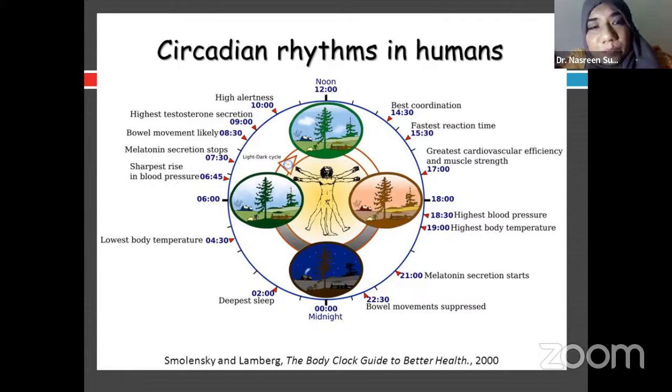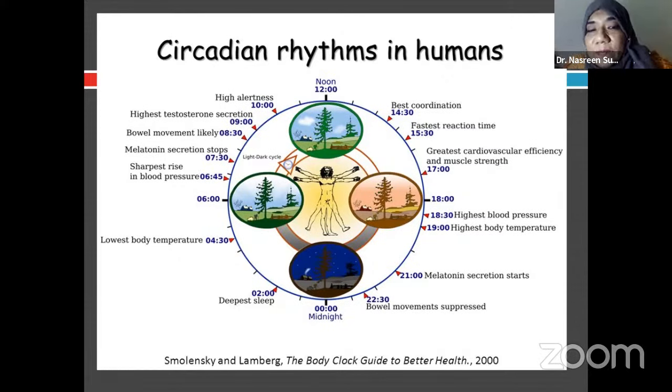What happens here is you can start from 12 noon. Then at 2:30, best coordination means you will be active, and at 3:30 also you will be active, and at 5 o'clock cardiovascular efficiency will be more, and muscle strength will be more. Therefore, you can do exercise in this area. At 6:30 there will be highest blood pressure, and at 7 o'clock there will be highest body temperature. At 9 o'clock melatonin secretion will start, and at 10:30 bowel movements will be suppressed.